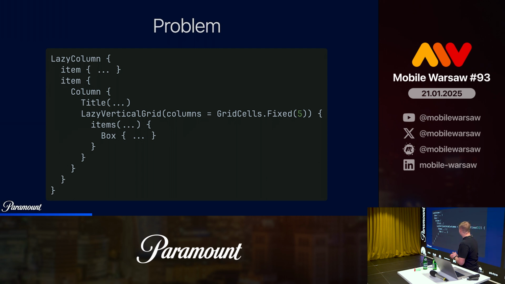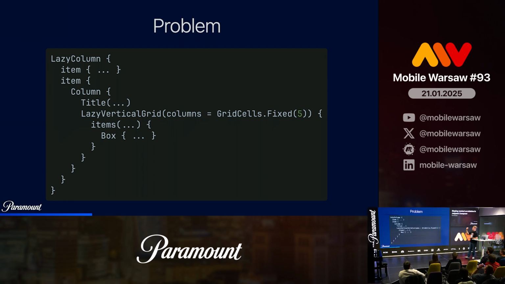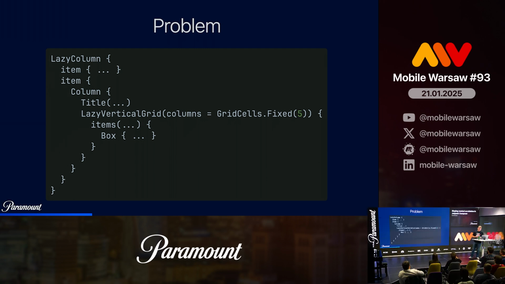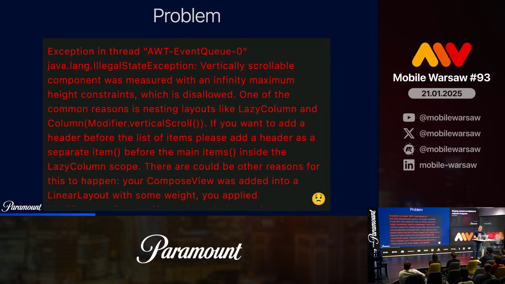So here we're having another item with a column, the title, and a lazy vertical grid with, let's say, 5 columns. And there are items. So the beast has noticed you. To be fair, you weren't very subtle with your charge, swinging your sword and trying to kill it. It spun around and kicked you so hard that you fell out of the forest and you're lying close to the place where we've entered the forest.